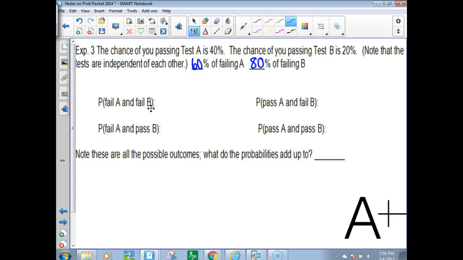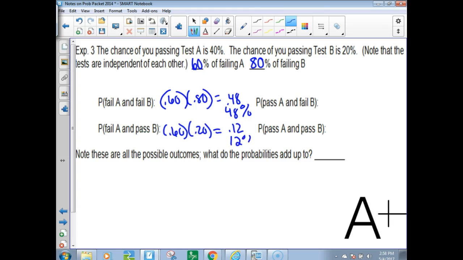Probability if you fail A and fail B. Failing A, 60%, 0.60, times failing B, 0.80. That gives you, when you multiply them, 0.48, which is a 48% chance. Probability of failing A was 0.60. Probability of passing B was 20%, 0.20. Together, you multiply them and you get 0.12, which is 12%.